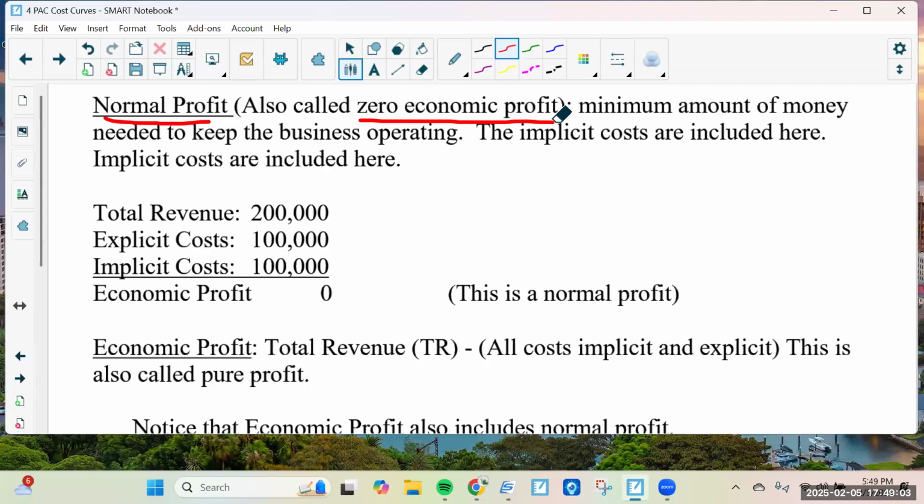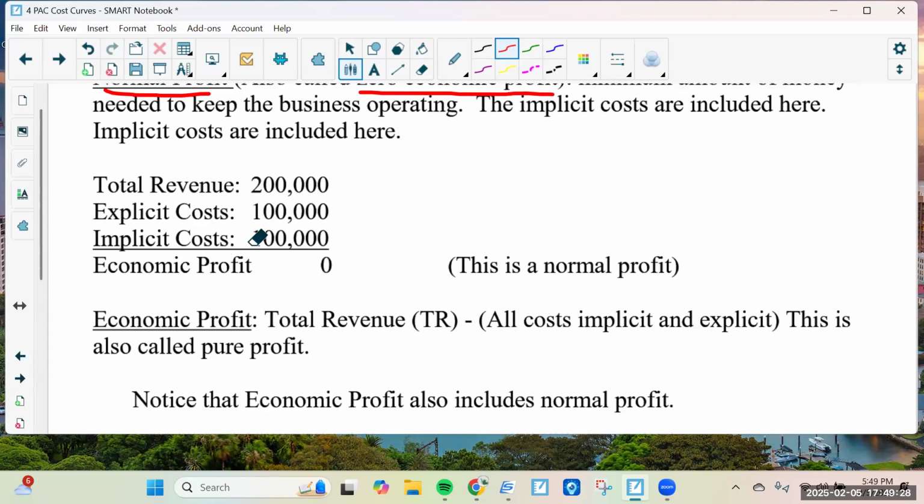So you'll hear me say zero economic profit, or you'll hear me say they're earning a normal profit. They're the same thing. Normal meaning that's what a competitor would earn. We'll find out that later on. Okay, so just keep that in mind. Don't get frustrated with all the terminology in the course. There's a lot of them like this where there's more than one name for things. Anyways, all right, so let me show you this example.